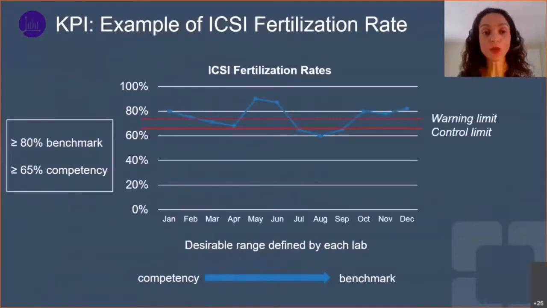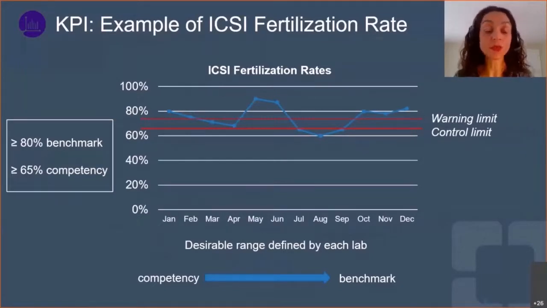Here's an example of a KPI, and this is for ICSI fertilization rate. As you can see, you would be plotting your data on a monthly basis. For example, you would have your warning limit and your control limit. Your warning limit is when it reaches a point where you say, okay, something is going on. We have to find out, right? Evaluate. Control limit is that it should not pass, it should not go below this control limit.